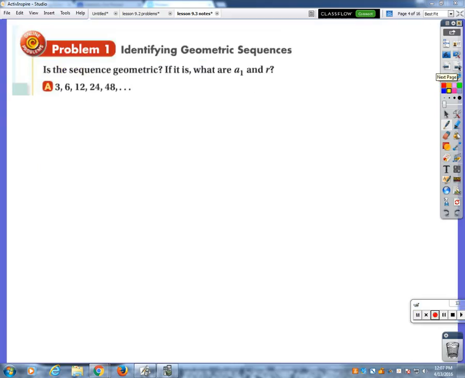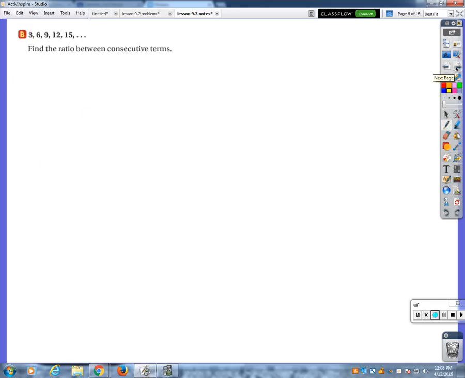Okay, so first thing, let's identify whether a sequence is geometric or not. In this case, what is the first term? 3. And the common ratio is? Right, 2. So you're multiplying by 2 every single time. How about this one? Geometric or not? No, because it's plus. Right, this one is an arithmetic sequence because it's plus 3, plus 3, plus 3, plus 3. So geometric is multiply, arithmetic is add.